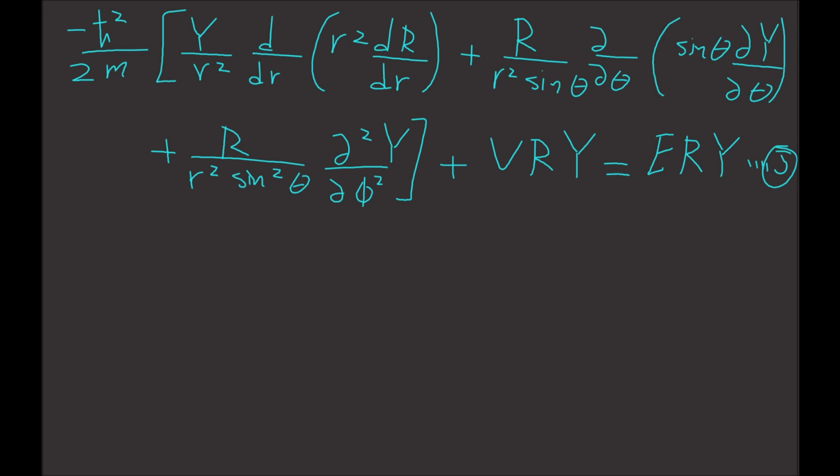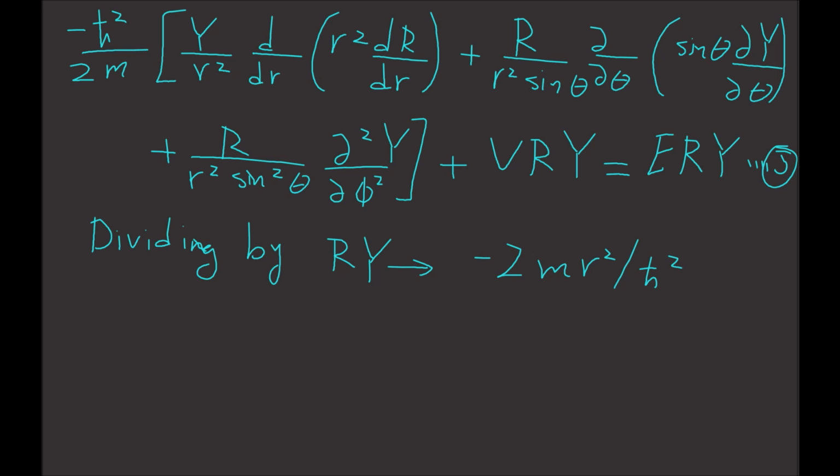Okay, so now we're gonna rearrange a few things. So dividing by R of r and then multiplying by minus 2m r squared divided by h bar squared. So first we're going to divide this entire equation, equation number 5, by R of r, and then we're going to multiply by this quantity here.